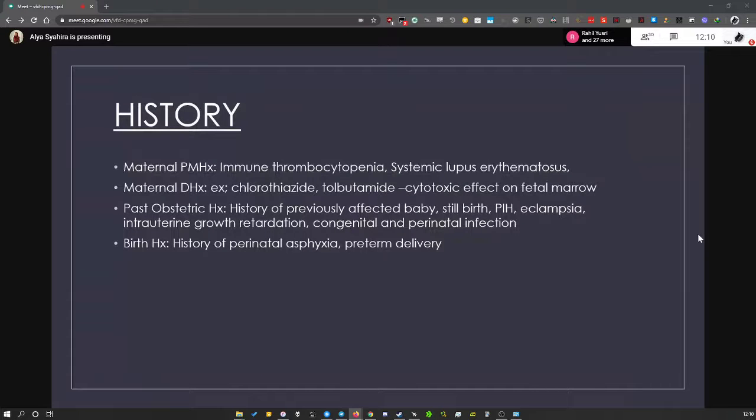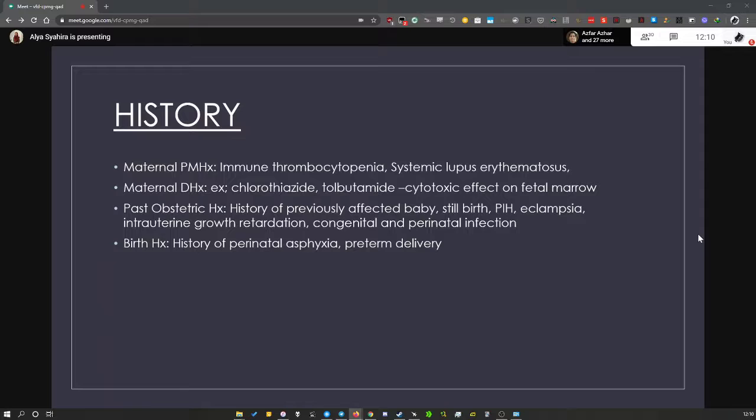For the history, among the important things we need to take, first is the maternal past medical history: whether the mother had any autoimmune disease like immune thrombocytopenia or SLE, and whether the mother took any medication like chlorothiazide, tolbutamide or quinine, because all of these drugs can have a cytotoxic effect on the fetal marrow, which then impacts platelet production. Then for the past obstetric history, we ask about any previously affected baby with the same event, any history of stillbirth, pregnancy-induced hypertension, eclampsia, IUGR, and congenital or perinatal infection.